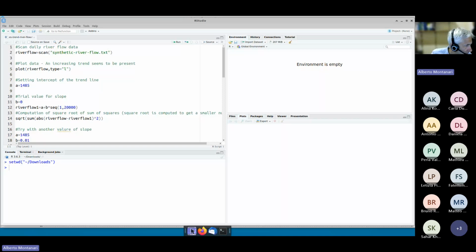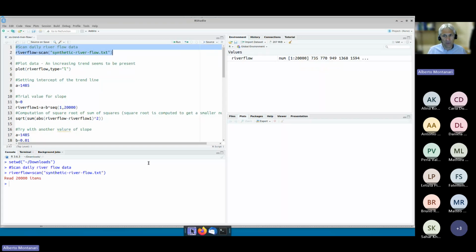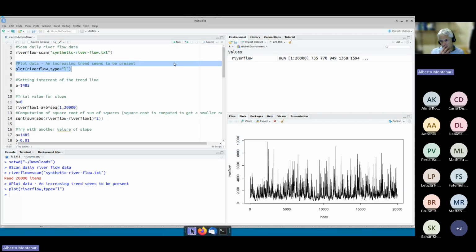Now I need to get the file of the synthetic river flow, and let me try to scan the data like I did last time. Okay, you see that we read the 20,000 items, and then I can make the plot. I am working now by selecting over the source window and clicking on run. Okay, and here we get the plot like we did last time.